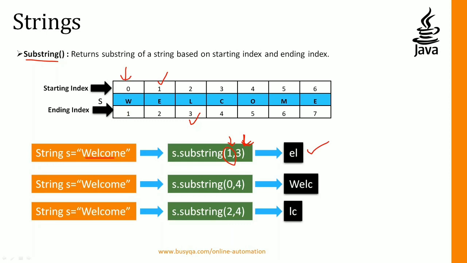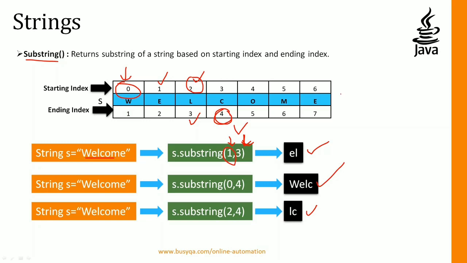Again, one more example. With welcome, substring of 0 comma 4 I have given. So 0 is the starting index, here, and 4 is the ending index, here. So between 0 and 4, what are the characters we have? W, E, L, C. So W, E, L, C is returned. And then one more example. I say 2 comma 4. 2 is the starting index, 4 is the ending index. So the starting index is 2, here it is, and the ending index 4, here it is. Between 2 and 4, what are the characters we have? L and C. Okay, this is how we need to return.